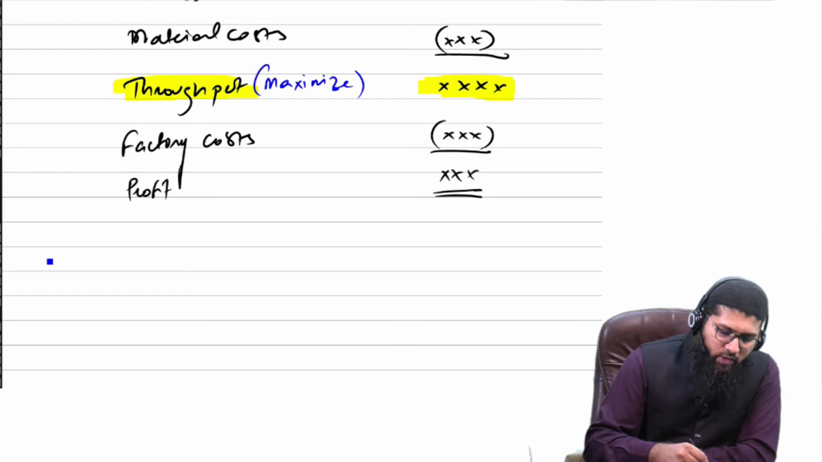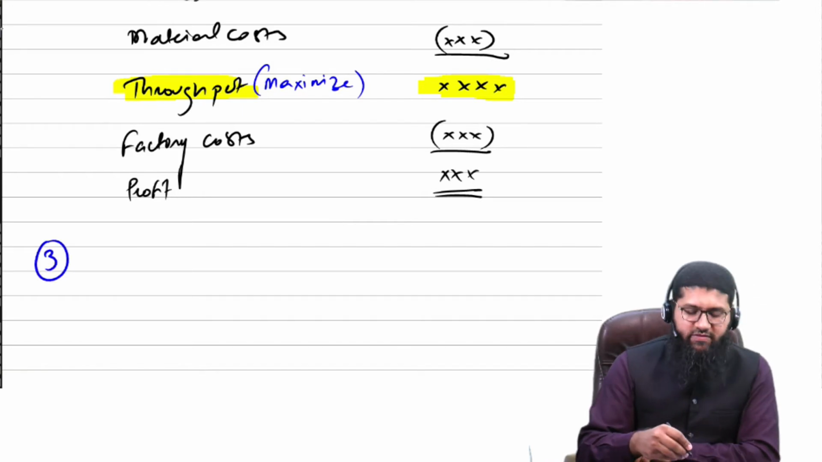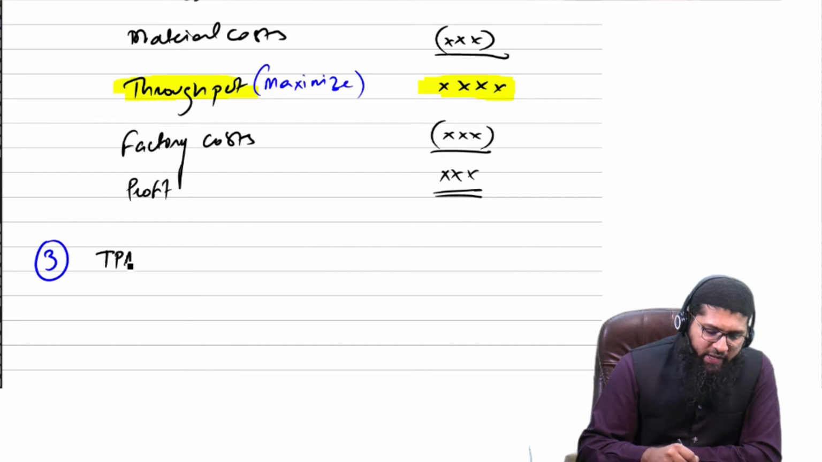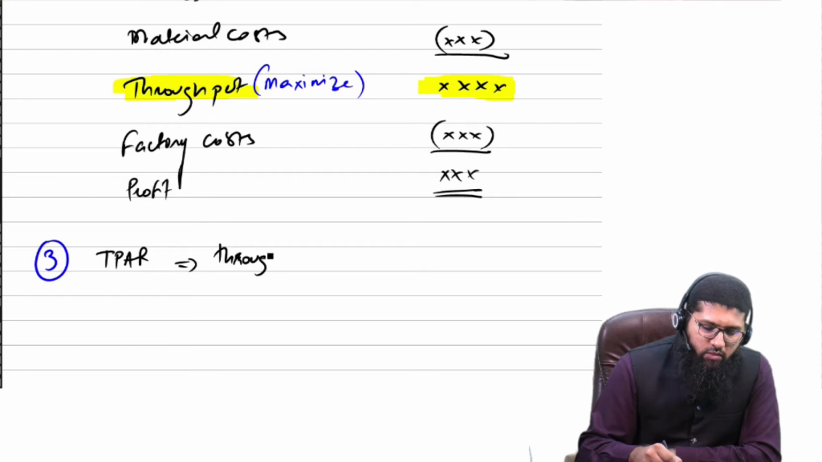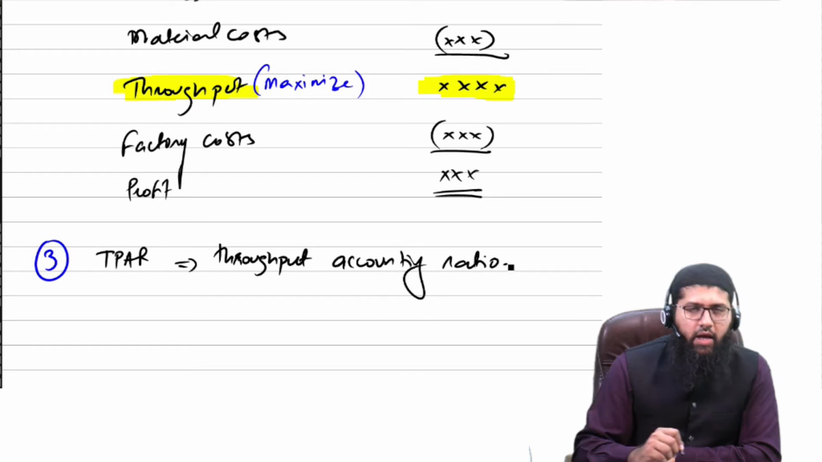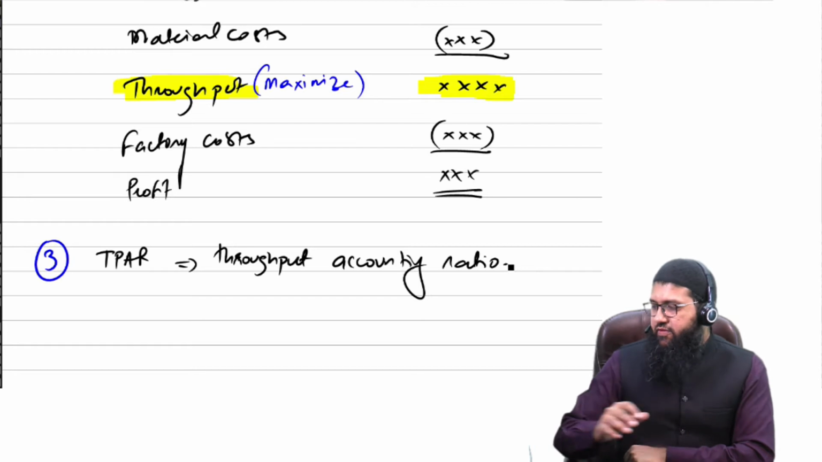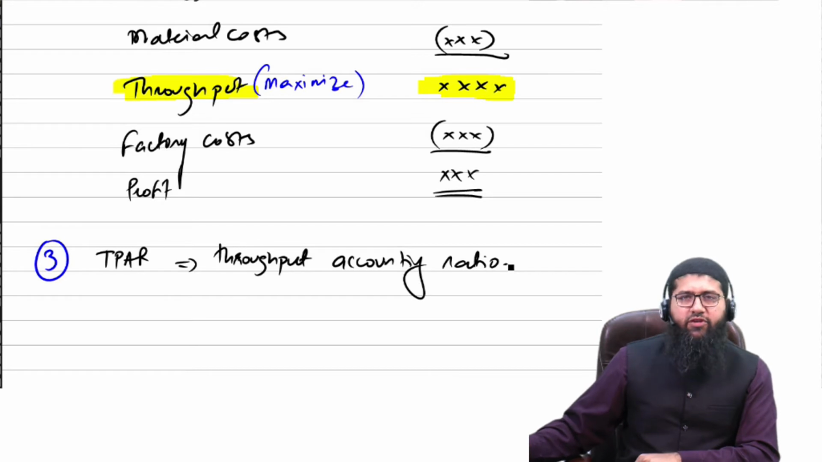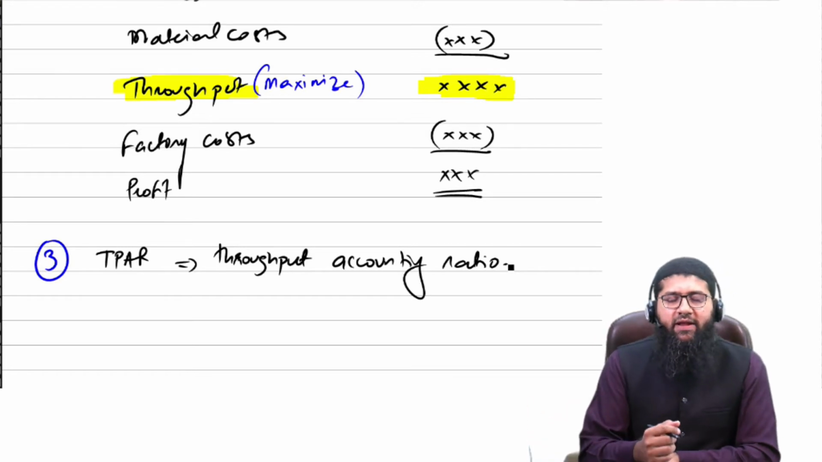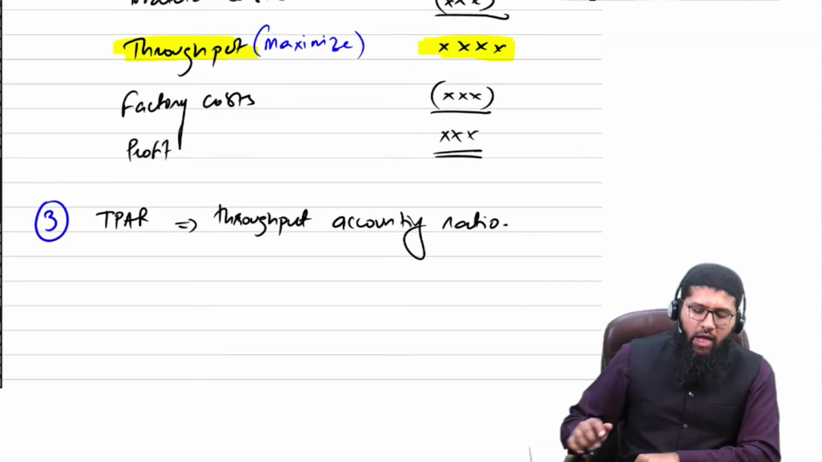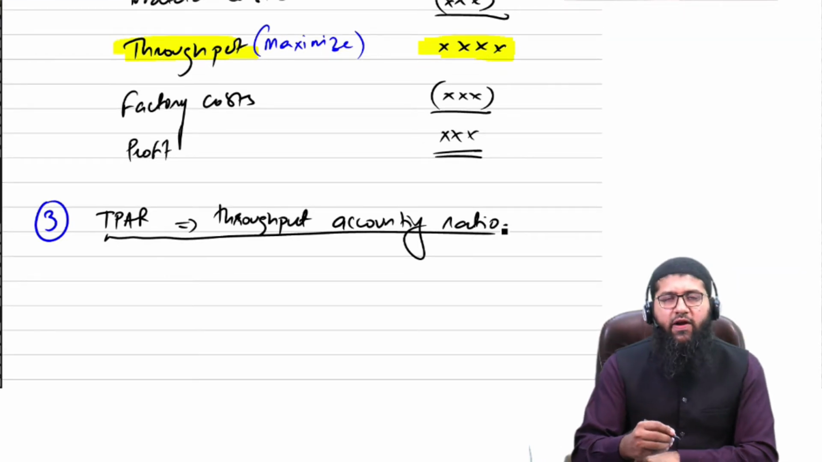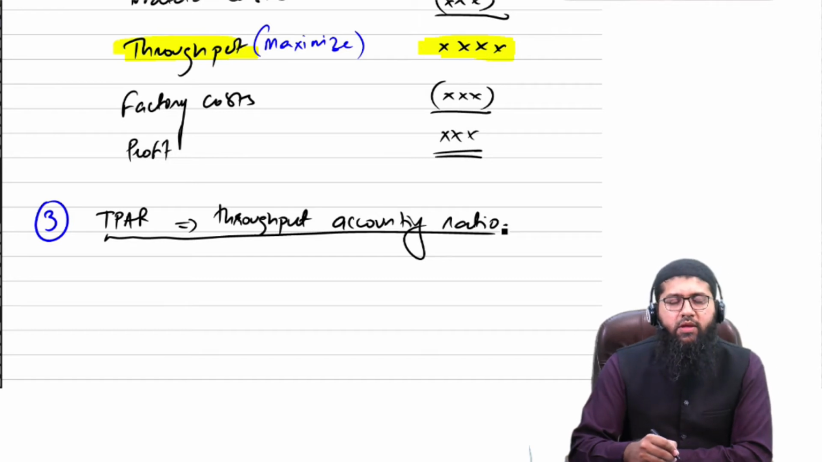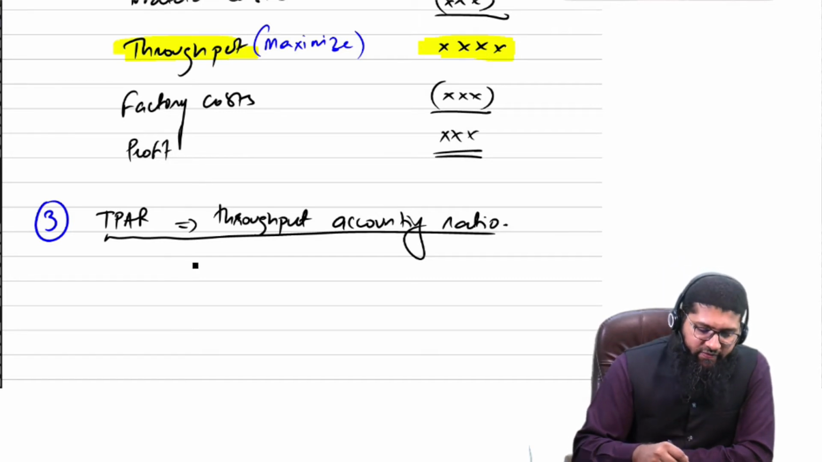Now, there is a third ratio that we need to discuss, and that is called TPAR, which is the throughput accounting ratio. That is something that you need to understand. How do we calculate this throughput accounting ratio? The throughput accounting ratio is calculated like this.